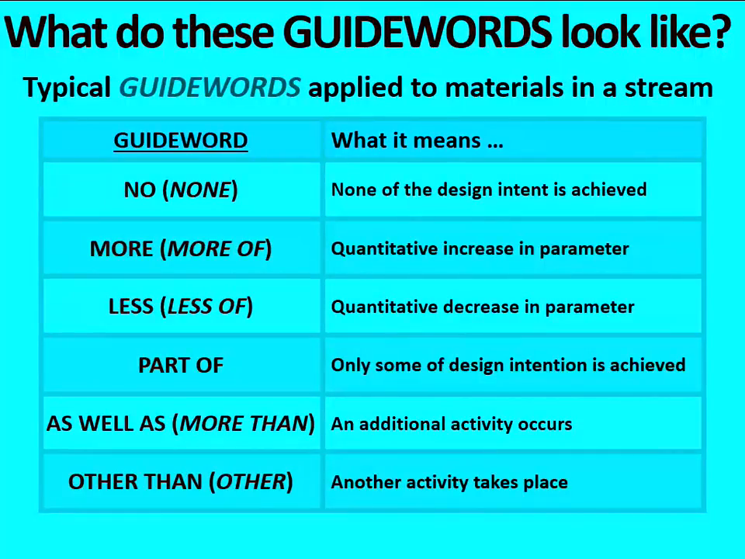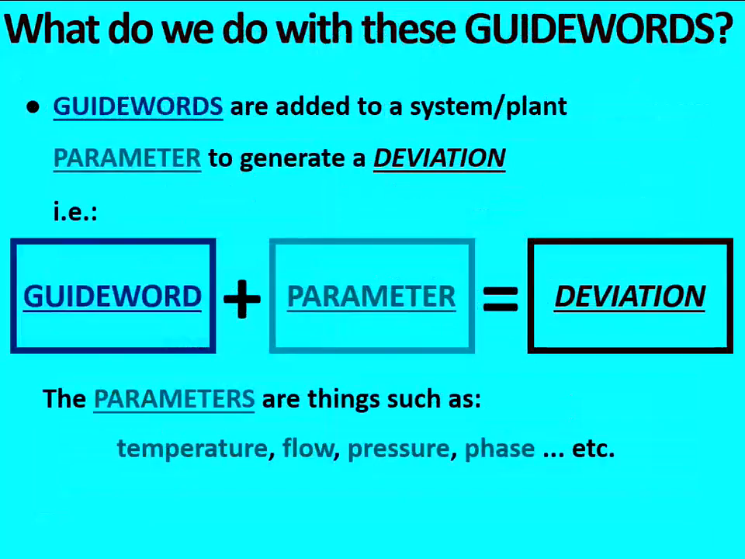Now the guide words are then added to the parameters in the system. So when you look at the small system that you're doing the HAZOP on, you need to understand the different parameters involved. So you've got things like flow rate, pressure, temperature, and there's various other things. Like I said, it depends on the plant you're doing it on. So you add a guide word to a parameter, and you do all combinations of this. You add a guide word to a parameter, and that gives you a deviation.